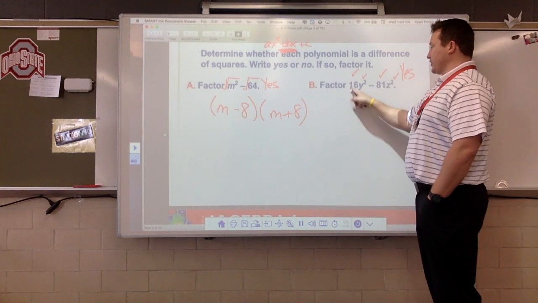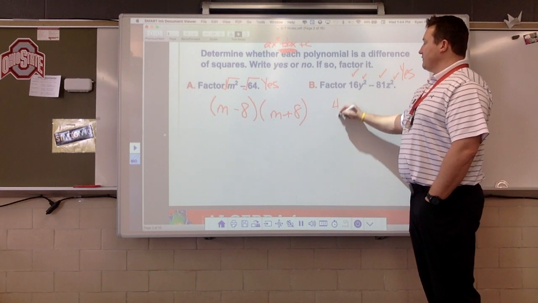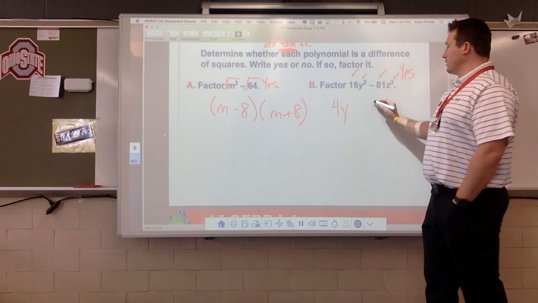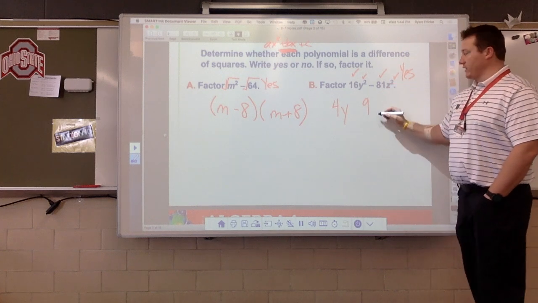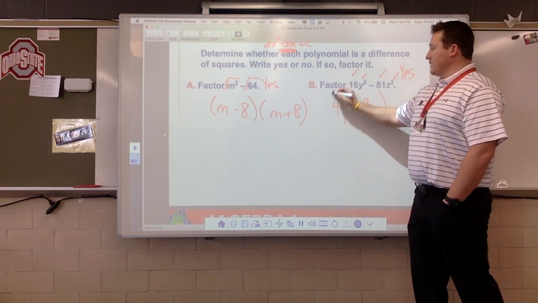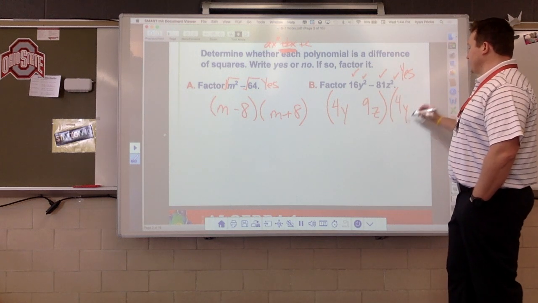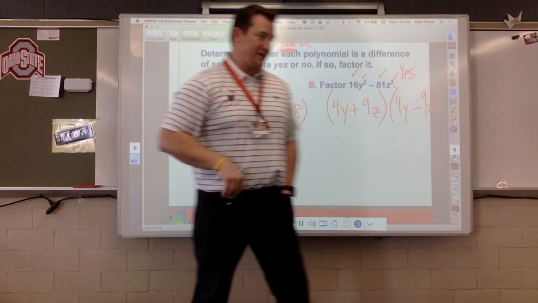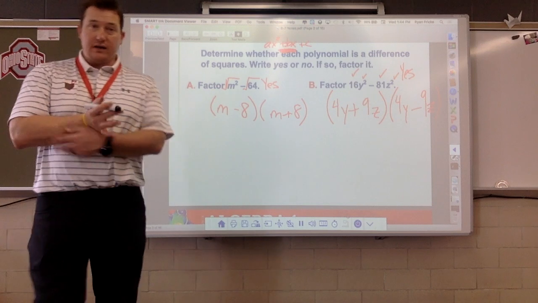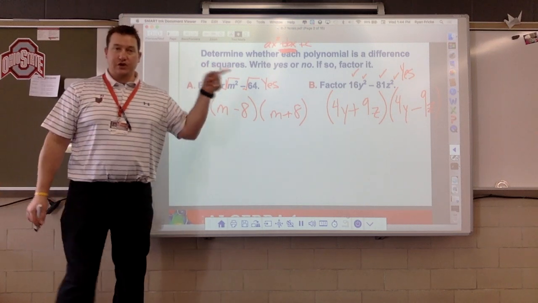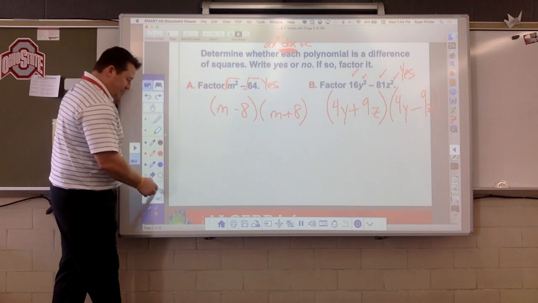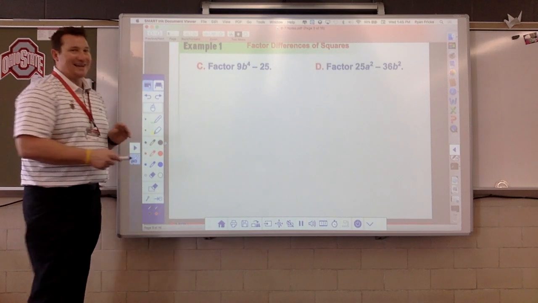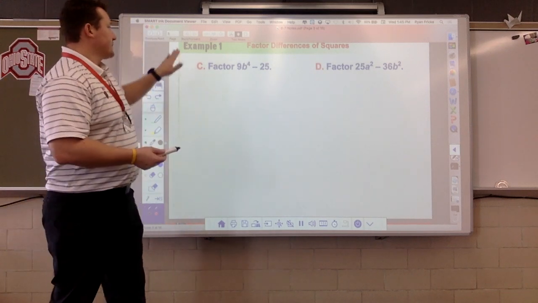Take the square root of both terms. The square root of 16, 4. The square root of y squared, y. Square root of 81, 9. Square root of z squared, z. There's my first one. My second one is identical, with minus, plus. Done factoring. If you want to check it, that's fine. You can check your work. FOIL that, it will turn into what we have. Difference of squares: easy to factor once you see it, hard to recognize when we have it.